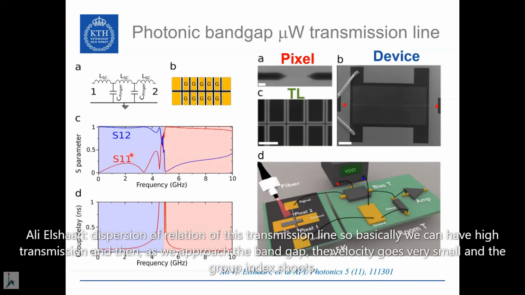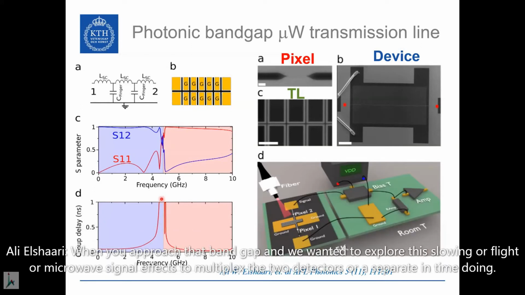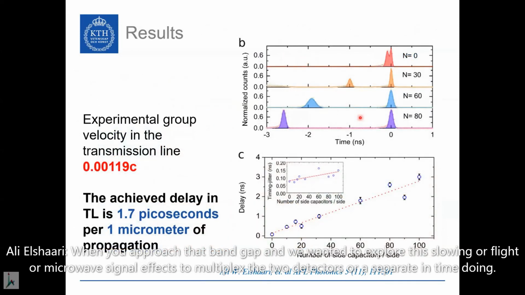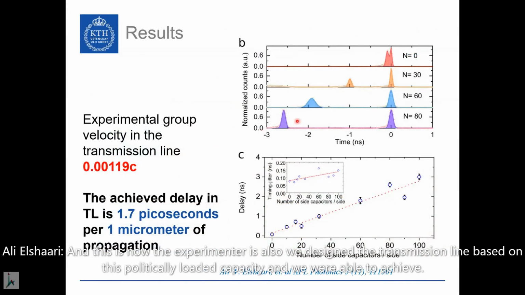of this transmission line. So basically, we can have high transmission, and then as we approach the band gap, the group velocity goes very small, and the group index shoots up when you approach the band gap. And we wanted to explore this slowing of light or microwave signals effect to multiplex the two detectors or separate them in time domain. And this is now the experimental results.